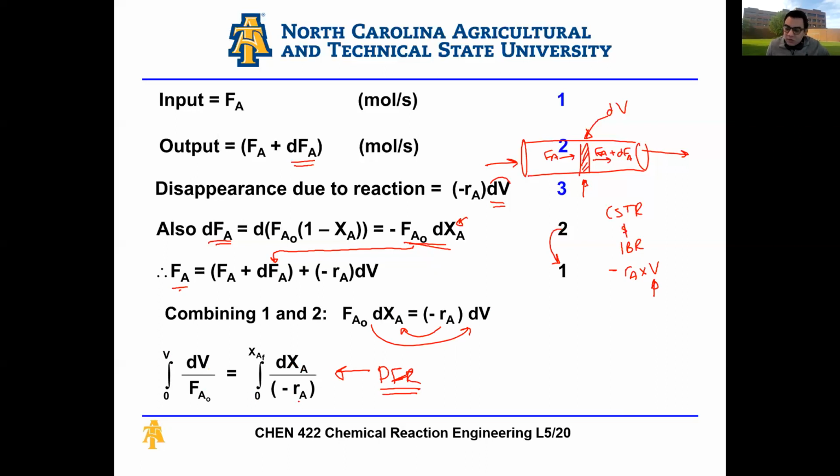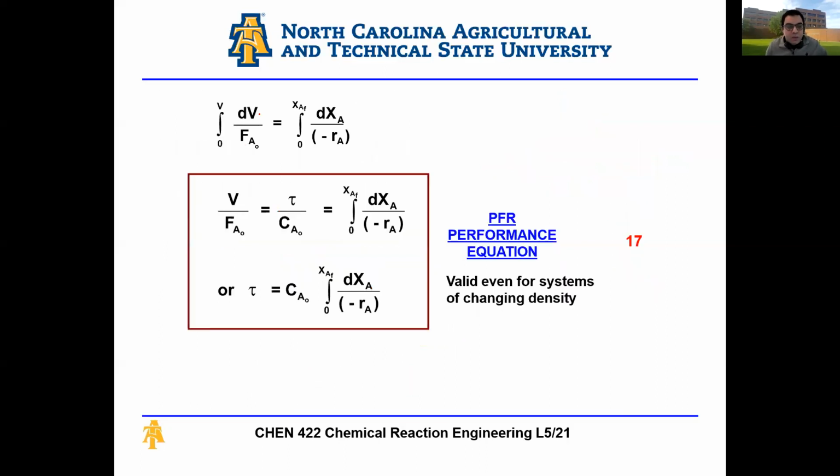And the application is very similar to the previous ones. Once you know your reaction rate, you substitute it in here, you do your integration, etc. Okay. So this is the performance equation. If you integrate the left-hand side, because it's easy to integrate, V over FA0, and this is equal to tau over CA0, is equal to the integral from 0 to XAf of dXA over minus RA. Alternatively, you can move the CA0 here. Tau is equal to CA0 times the integral from 0 to XAf of dXA over minus RA. Okay, and this is the PFR performance equation.